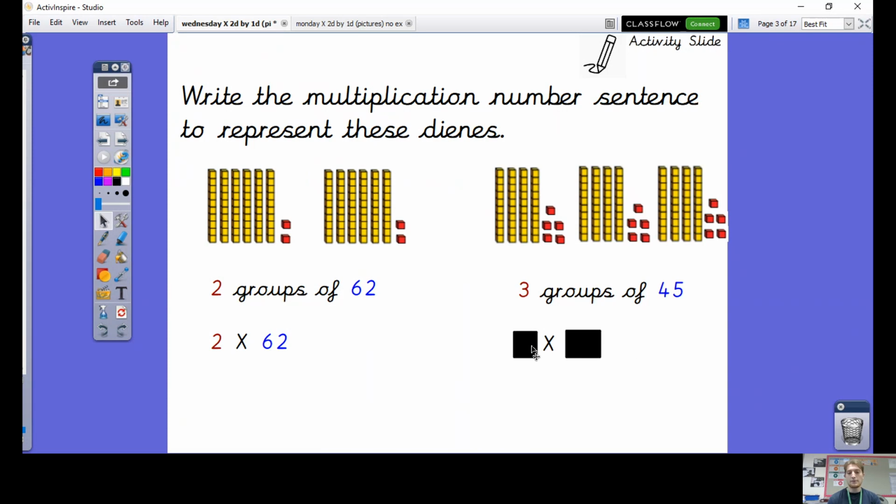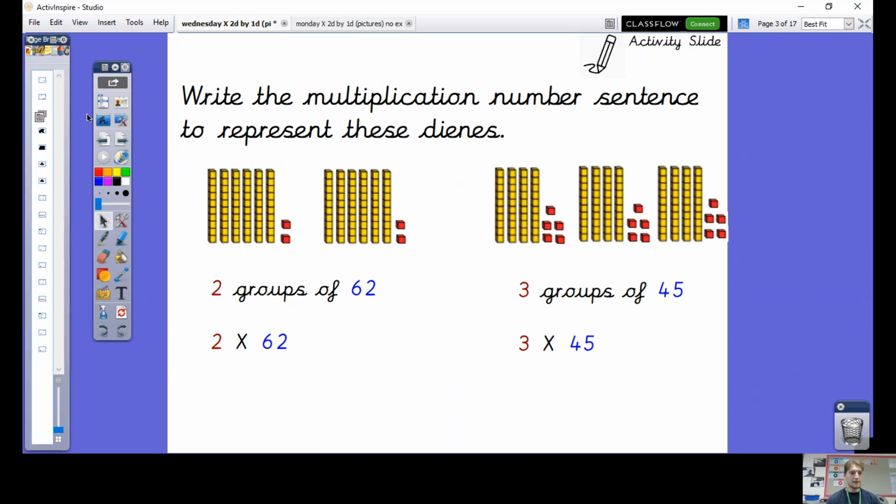And the multiplication number sentence for this is 3 times 45, as there are 3 lots of 45. Don't worry if you wrote it the other way around, that's absolutely fine, because it's still going to give us the correct answer. I just like doing it this way because it's really easy for me to remember it. Okay, fantastic.